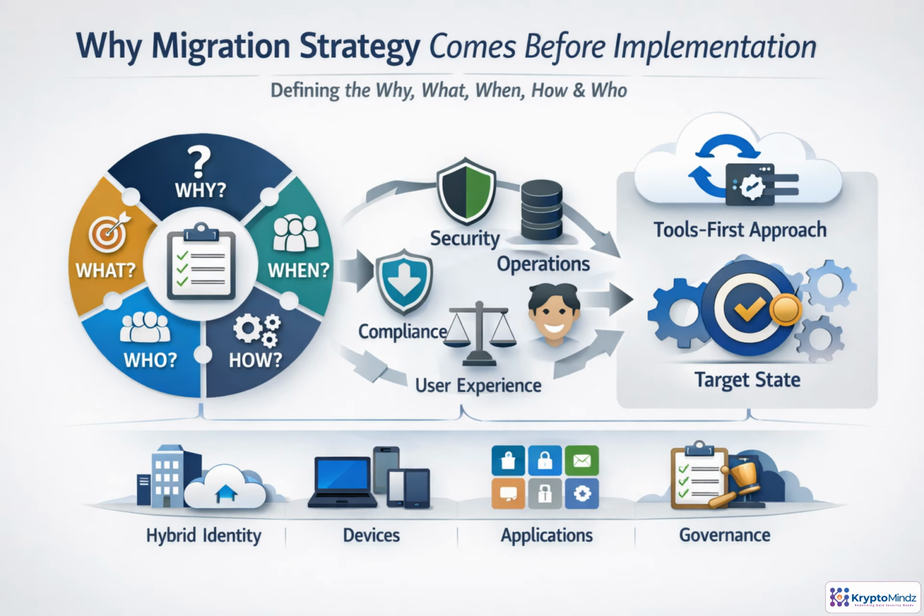Before any synchronization tool is configured, the migration needs a strategy. That strategy answers why you are moving, what must change, when it should happen, how it will be executed, and who owns each decision. It connects identity modernization to security, operations, compliance, and user experience. Without it, teams often deploy features first and define success later. With it, decisions about hybrid identity, devices, applications, and governance follow clear criteria. Implementation becomes a guided path, not a set of disconnected configuration tasks.